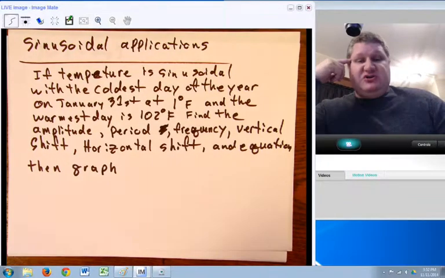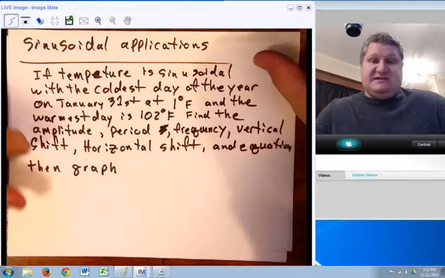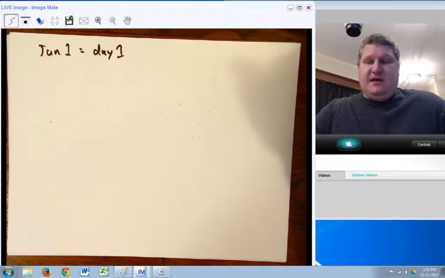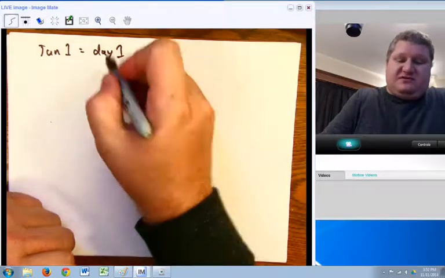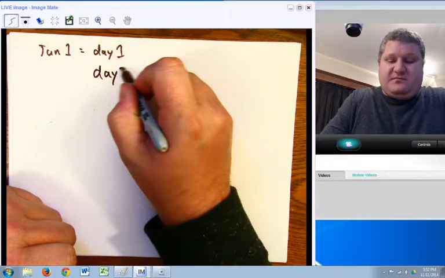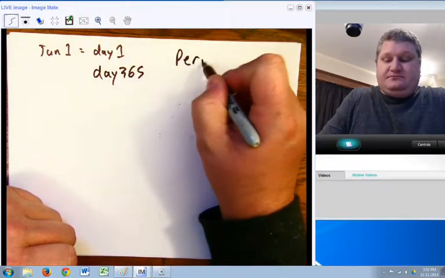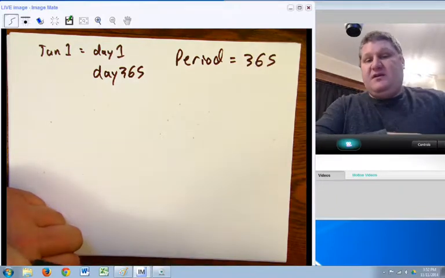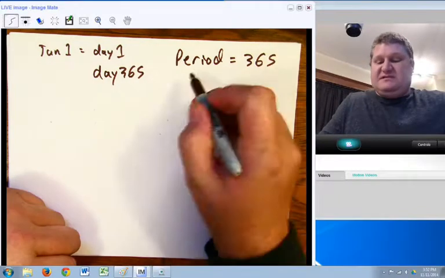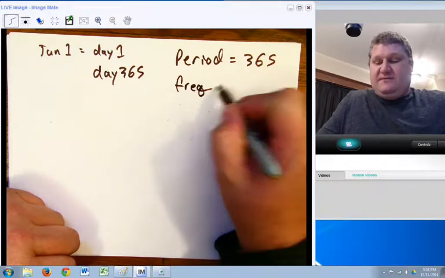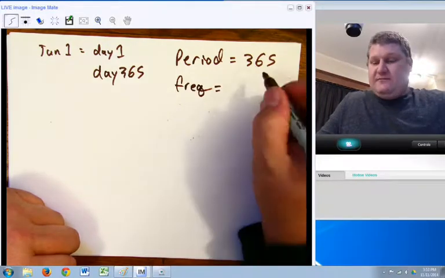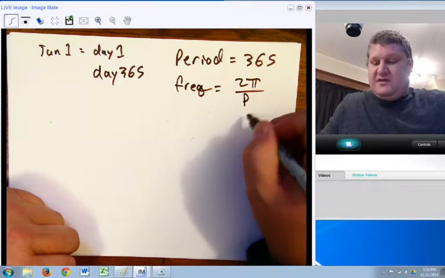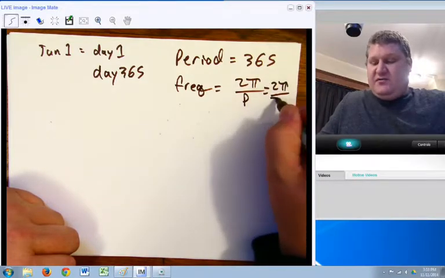First things first is you have to figure out where to start. Well, seemingly enough, it would be January 1 as day 1. And you have a total of 365 days. So your period is going to equal 365 days. So with a period of 365 days, that gives us something to start with, because now frequency is going to be 2 pi over period. So that's going to be 2 pi over 365.